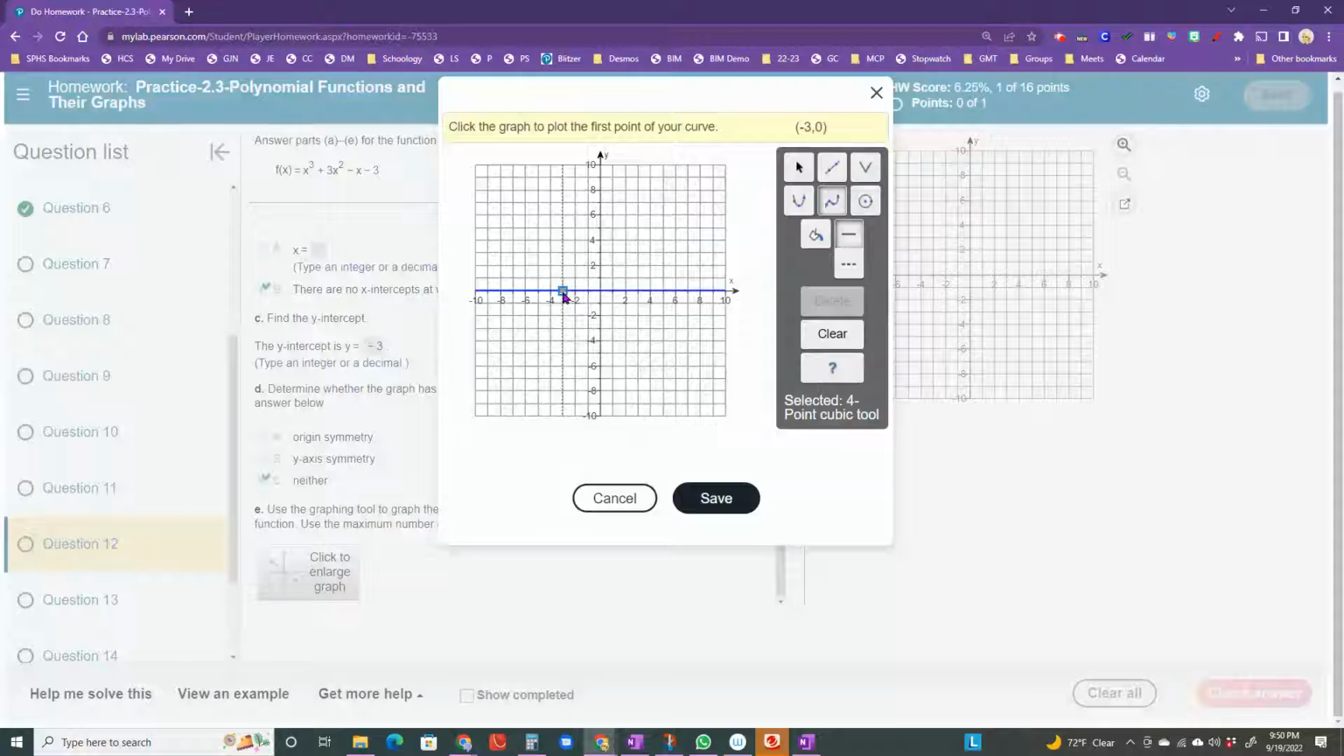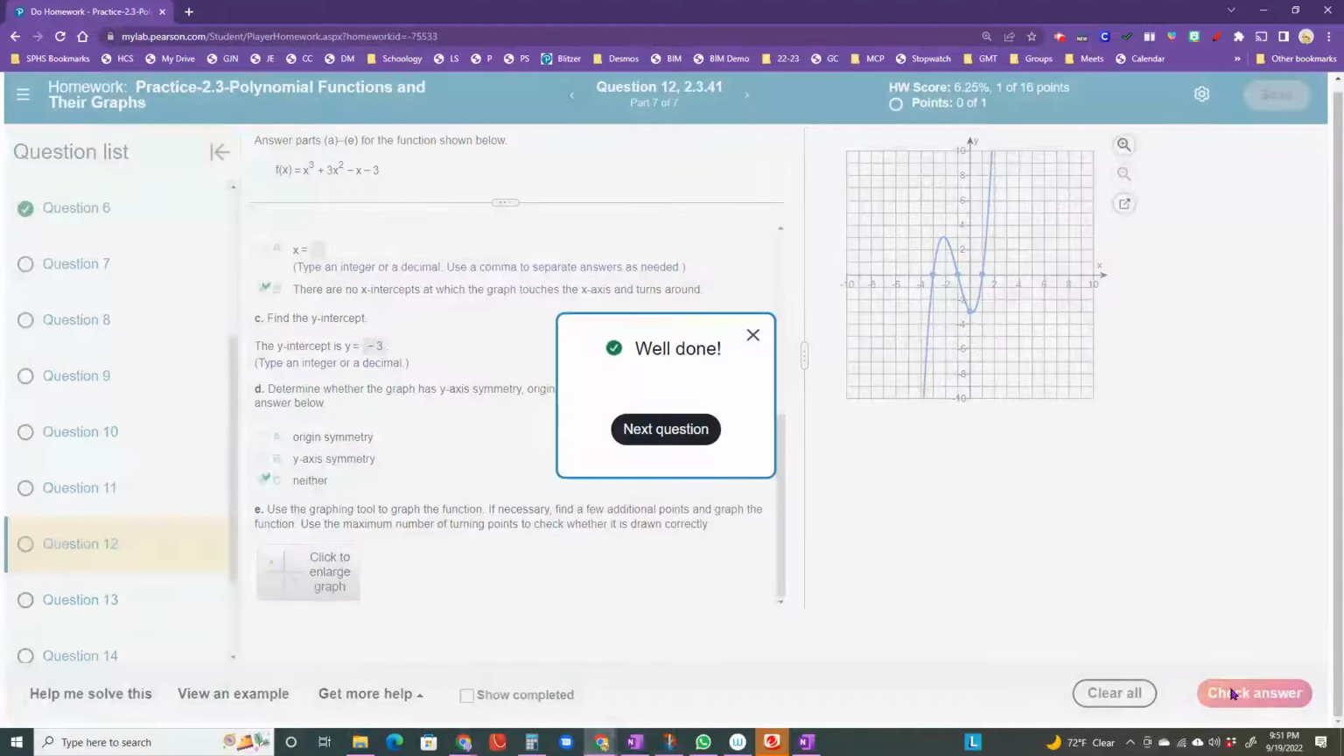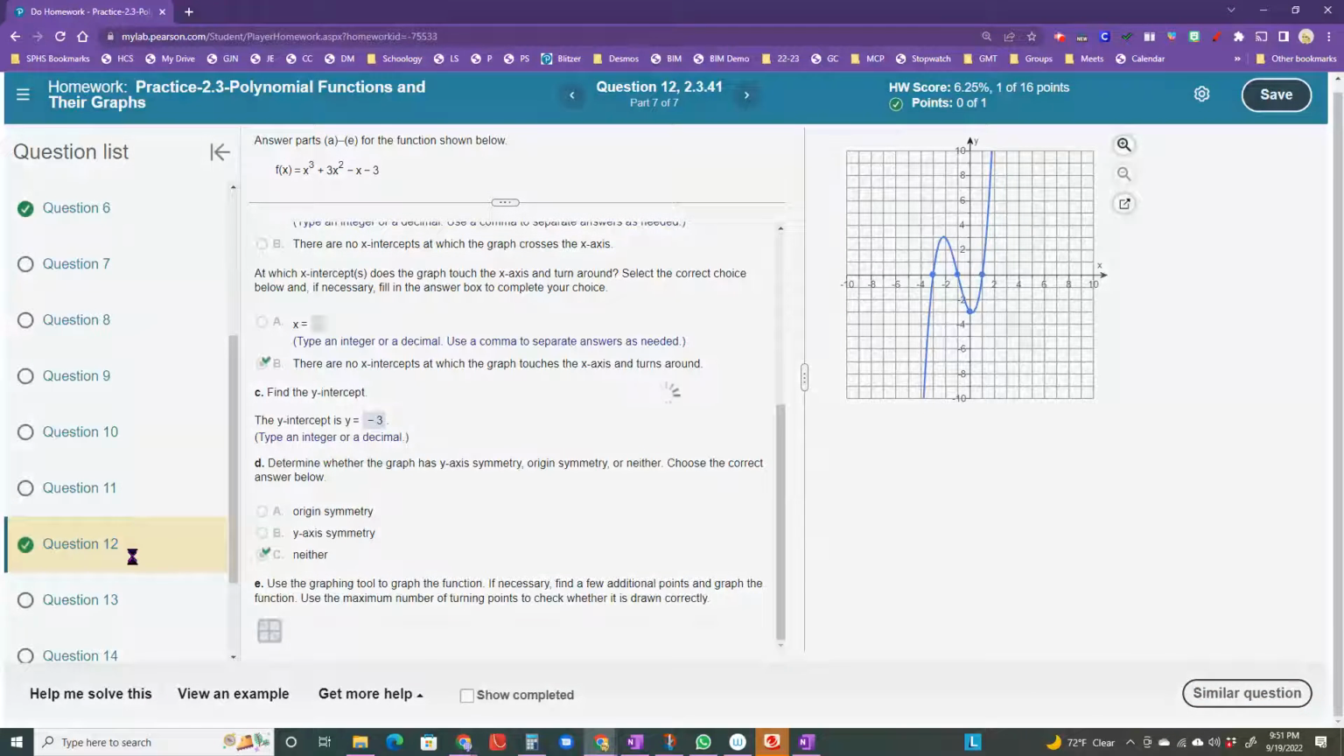Okay, so I had my zeros. I had -3, I had -1, and I had 1. Okay, click the graph to plot the last point. So I need one other one, and the other one that we had was our y-intercept, which was -3. And so, boom, check. And that's what you got to do. So you got to find all those parts to it, okay?